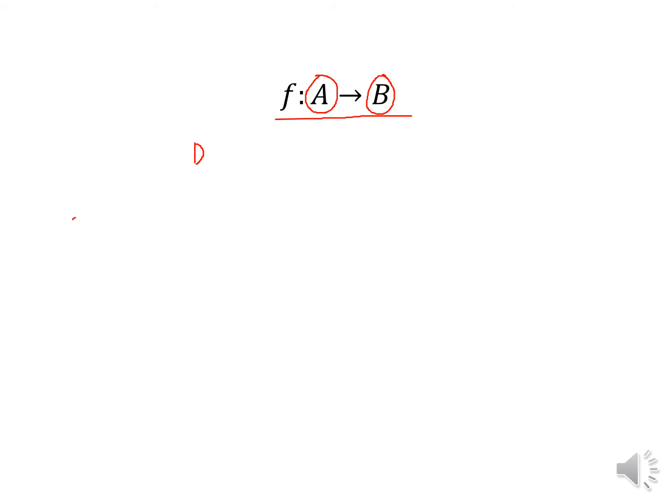Now if x belongs to A, then the element in B which is assigned to x is called the image of x and is denoted by f of x.